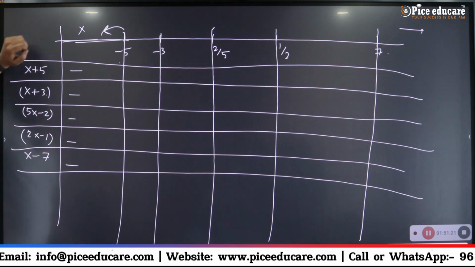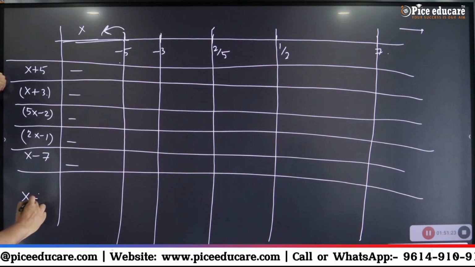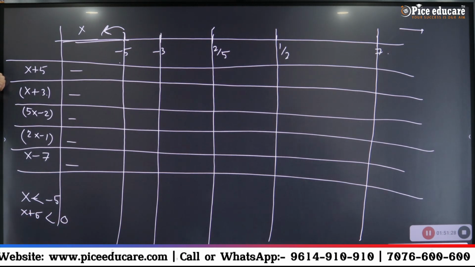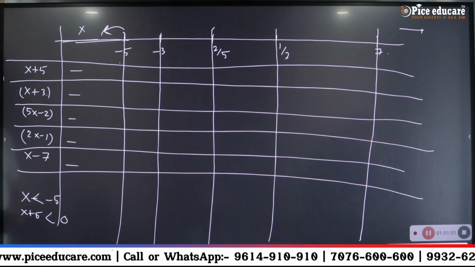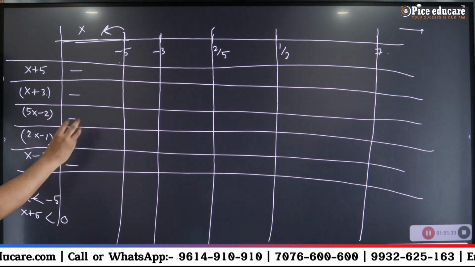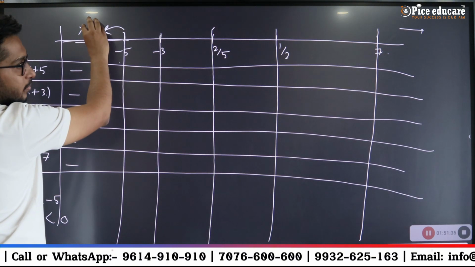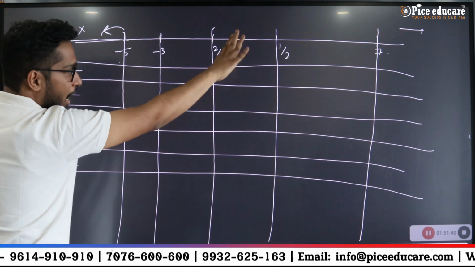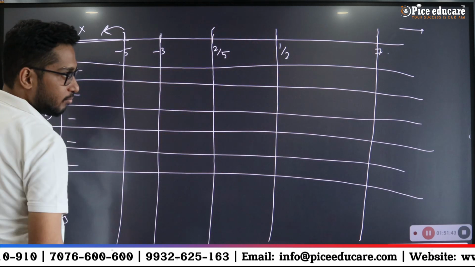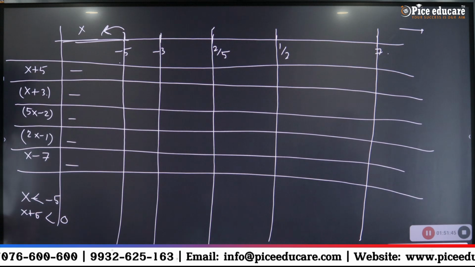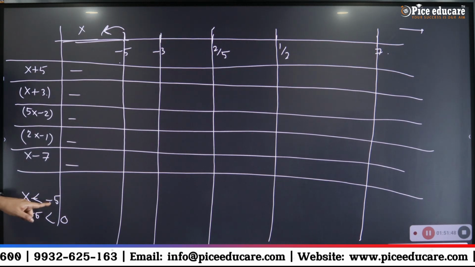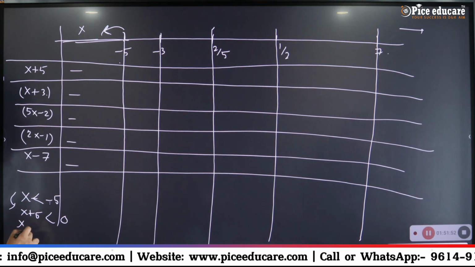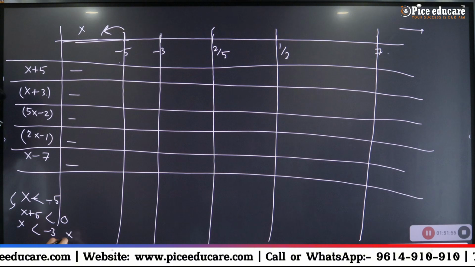So if x is less than minus 5, of course x plus 5 will be less than 0, a direct consequence. Now if I am less than minus 5, I am automatically less than minus 3, right? I am automatically less than 2 by 5, automatically less than half, automatically less than 7. So if x being less than minus 5 leads to this, then x being less than minus 3 will lead to this, right?